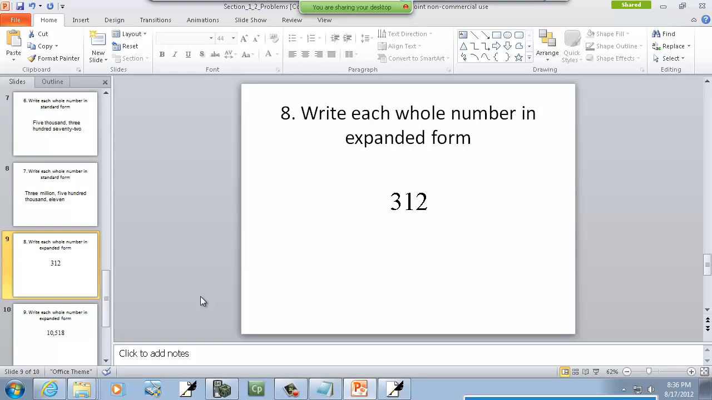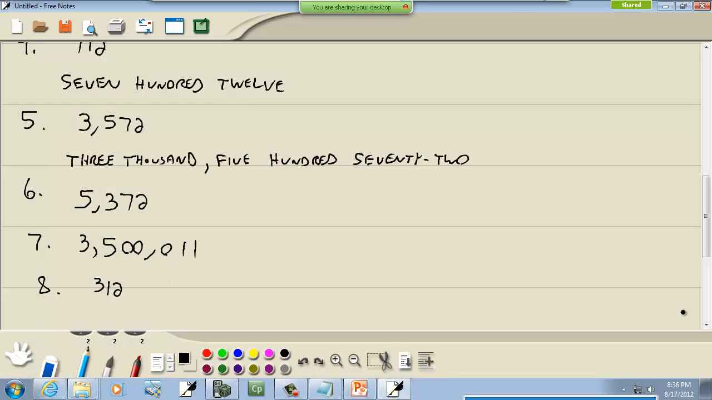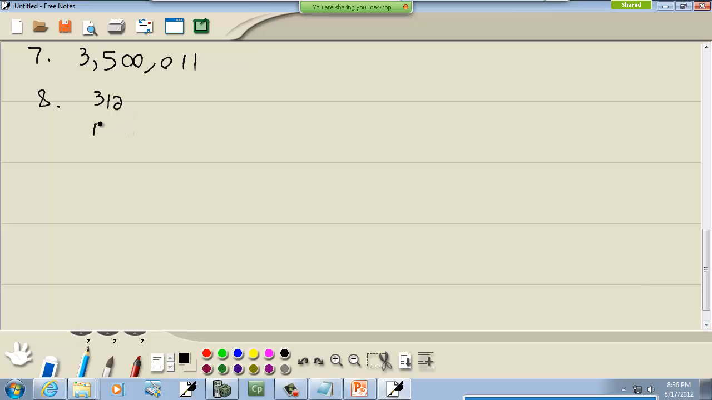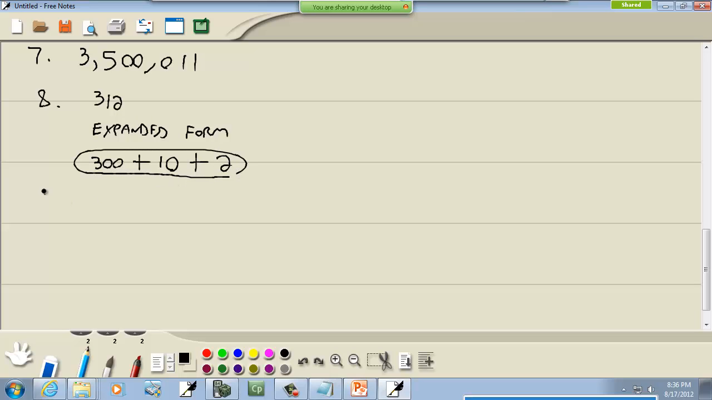Now this tells us to write it in expanded form, and I like to show this with an example. It's the best, easiest way to understand it. If you try to put some things in words, they just become so complex. But if you see an example, it's just, oh yeah, that makes sense. Now this is in the hundreds place, the 3. So we got 300. This is in the tens place, so we got 10. And this is in the ones place, so we got 2. And that's our expanded form.